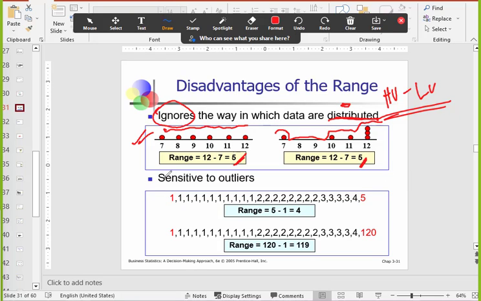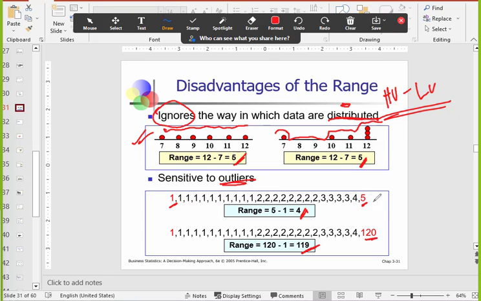The second problem is that it is sensitive to outliers. For example, in this data, the highest value is 5 and the lowest is 1. All other observations are like this, so the range is 4. But in this data, only the highest value is changed. All other values are similar. Its range is changed. So it is very sensitive to outliers.